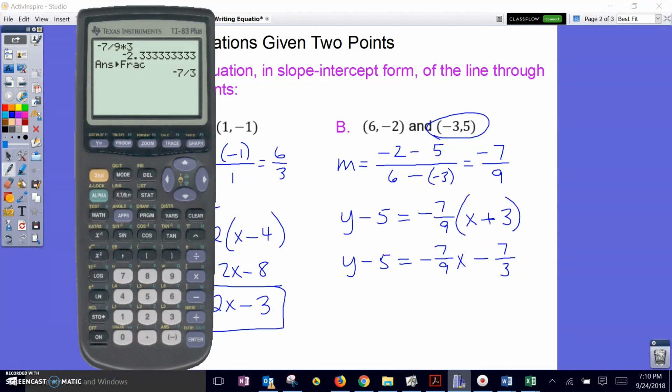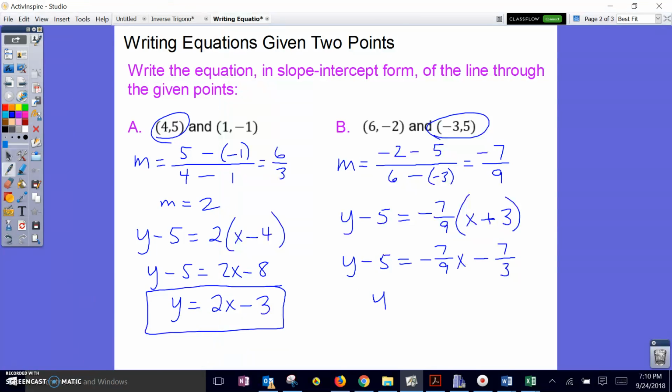And then I'm going to add 5 to both sides. I'm going to go ahead and do that fraction a while. Ends up being a positive 8/3. So we end up with y equals negative 7/9 x plus 8/3. Okay. Alright, and on to our last example.